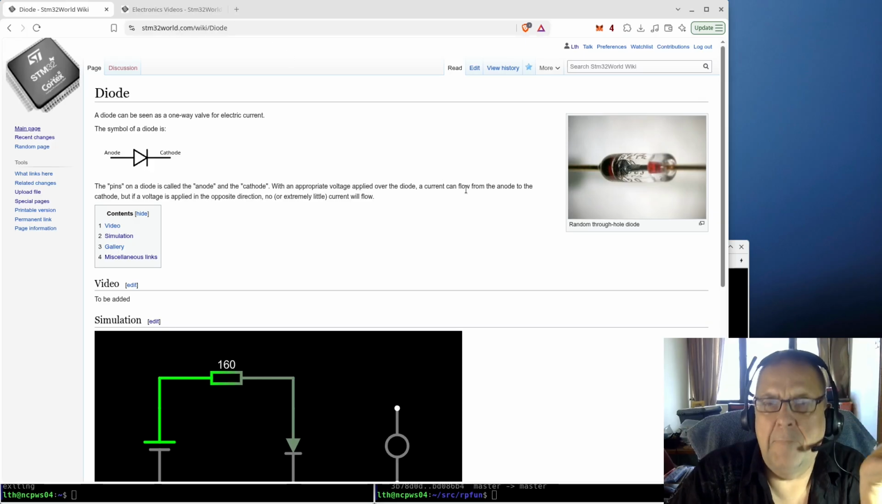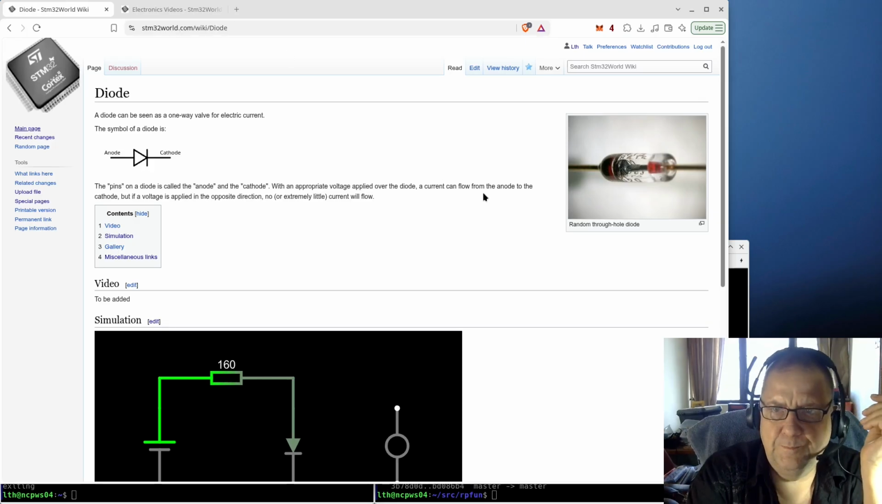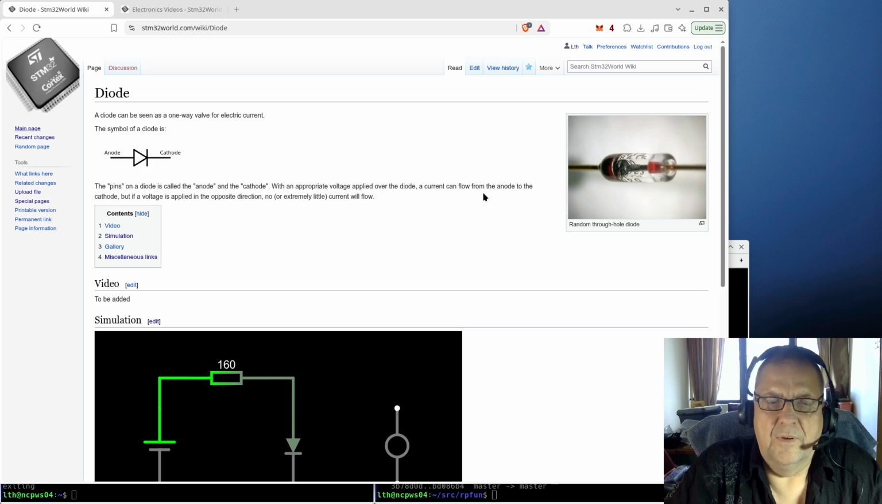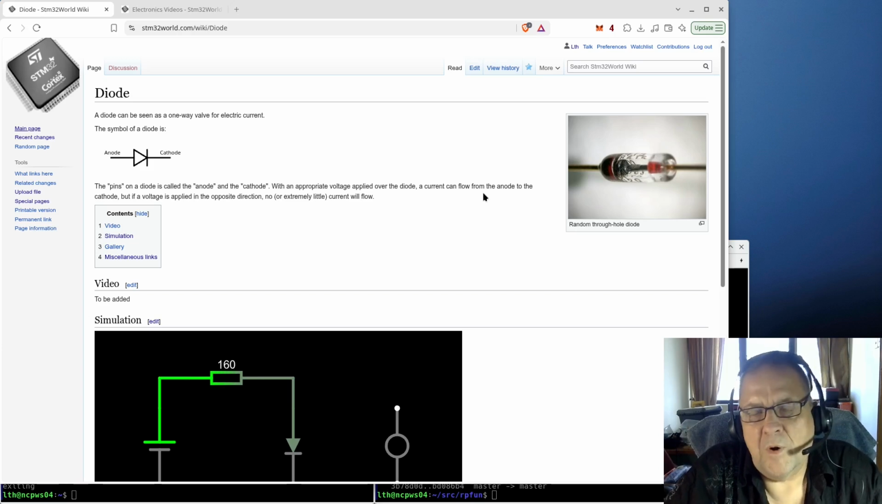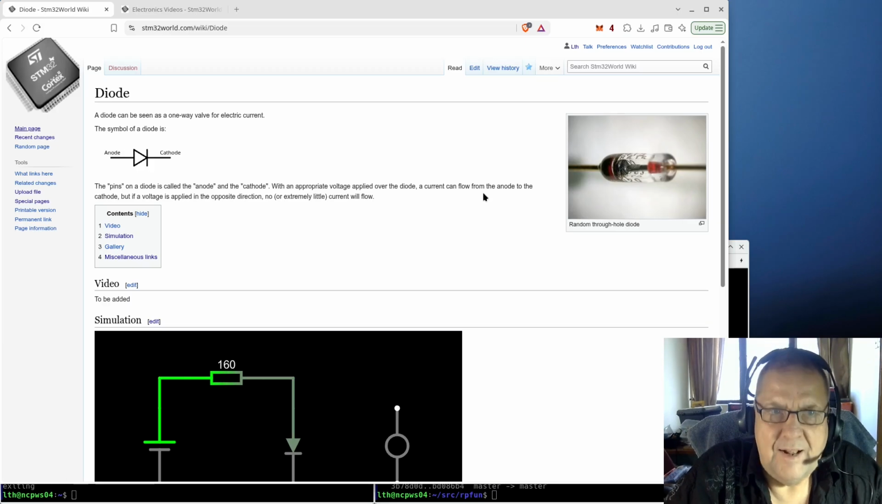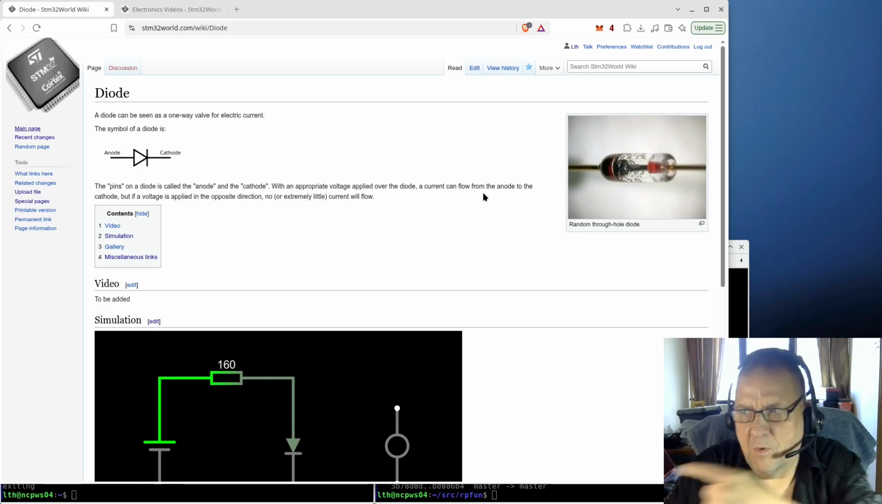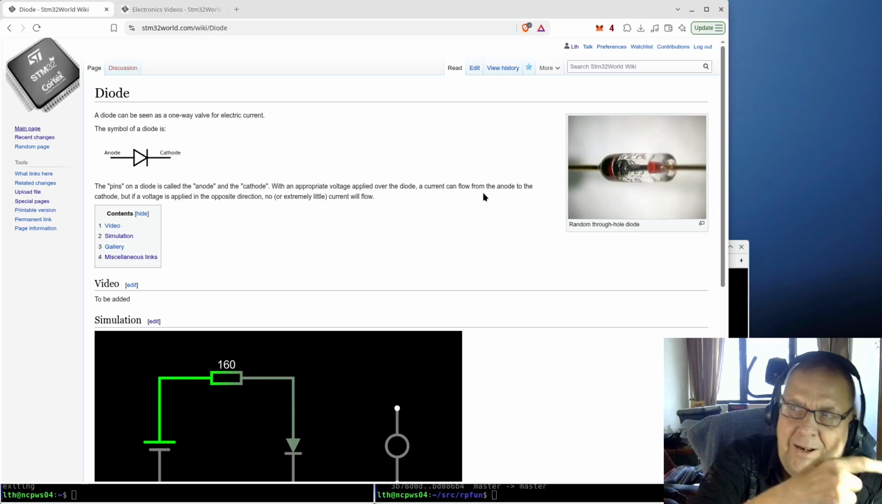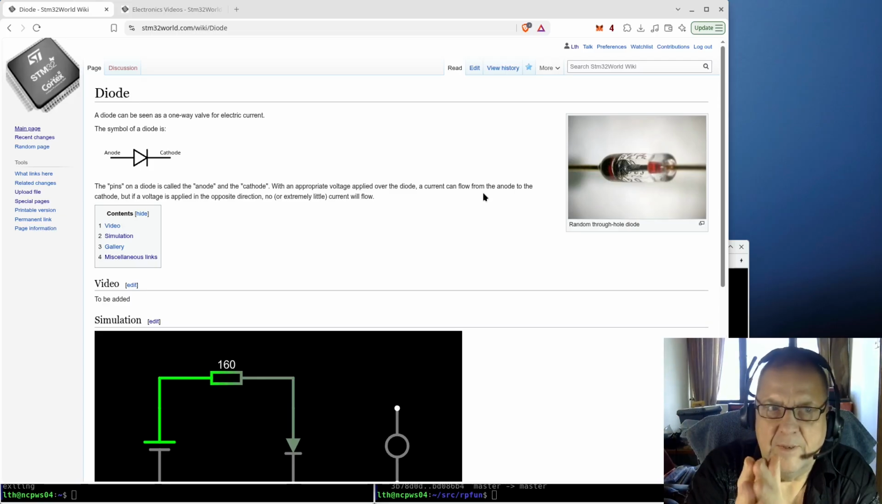Contrary to the earlier components, it is a little bit difficult to make a water analogy about a diode. It is essentially a one-way valve for electric current. That means current can flow one way through it, but it cannot flow the other way through it.